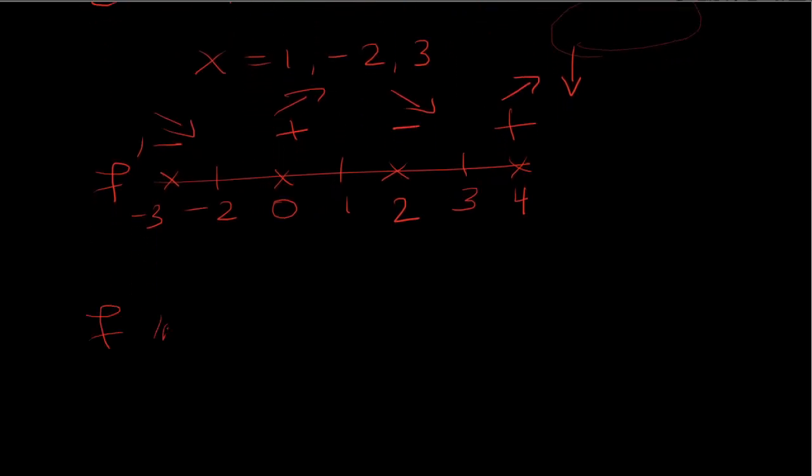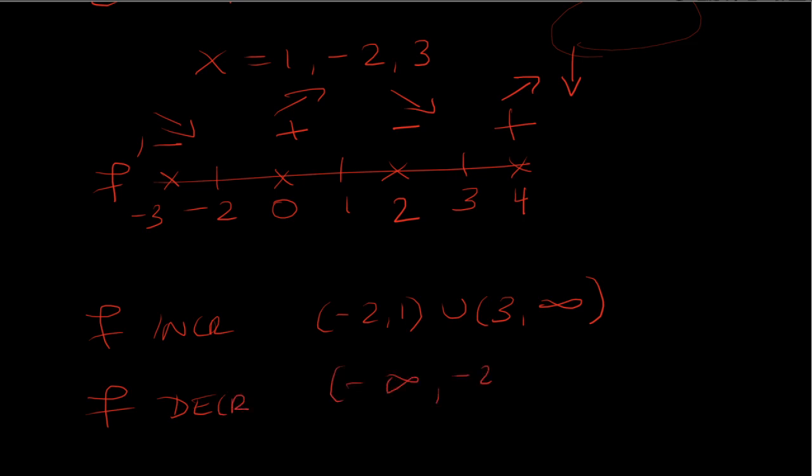Okay, so let's say f is increasing from negative 2 to 1, and then from 3 to infinity. It's always good to not include the critical points because the critical points are, again, where the derivative is 0, and there's no change there. f is decreasing from negative infinity to negative 2, and then from 1 to 3.